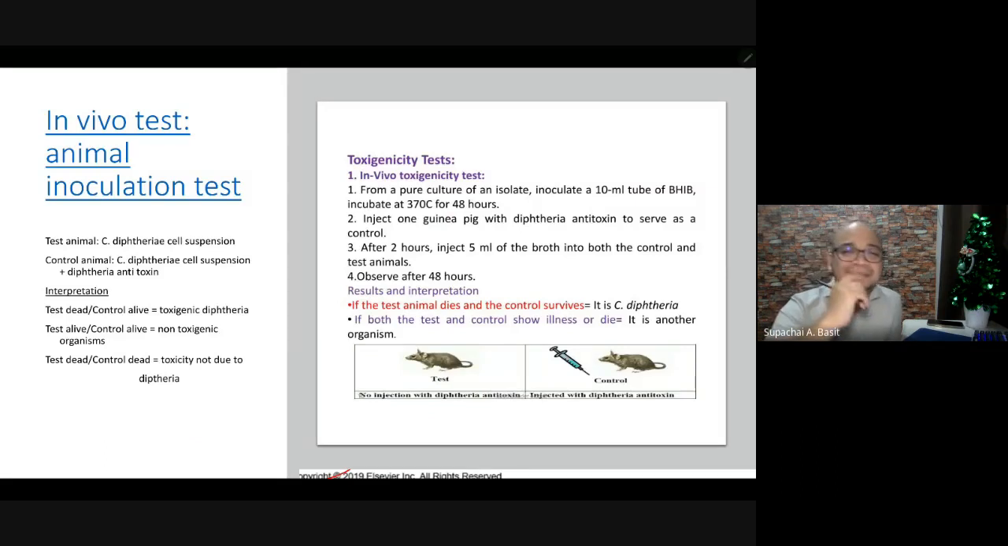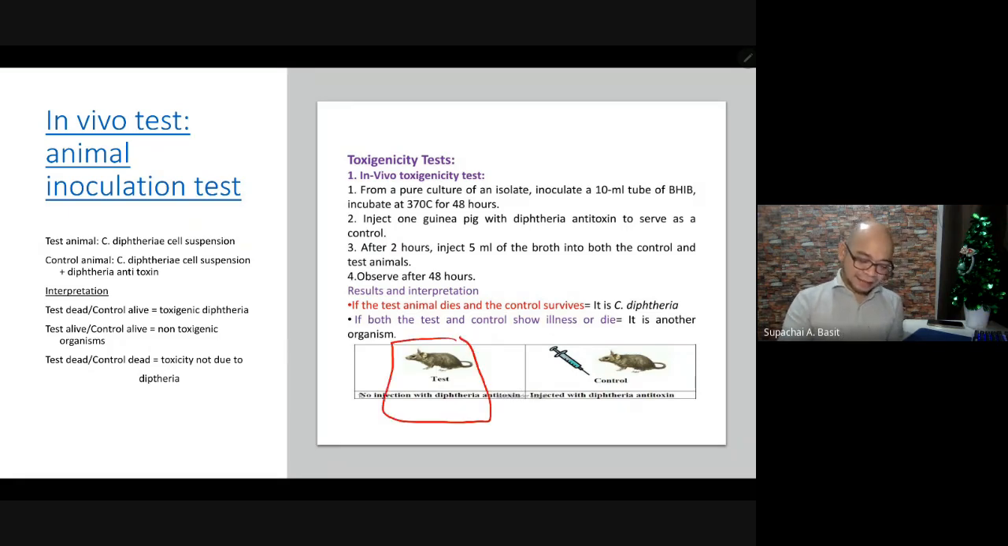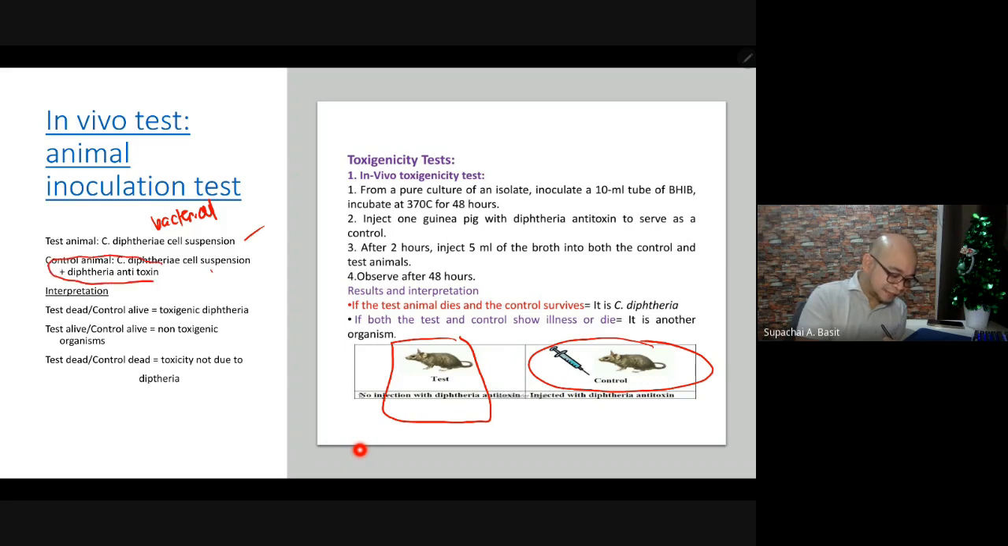Now, speaking of in vivo test, we have the mouse virulence test. Here you need to have two sets of animals: the test animal and the control animal. For the test animal, we give the suspected bacterial cell suspension. For the control animal, we give this bacterial cell suspension plus the diphtheria antitoxin.